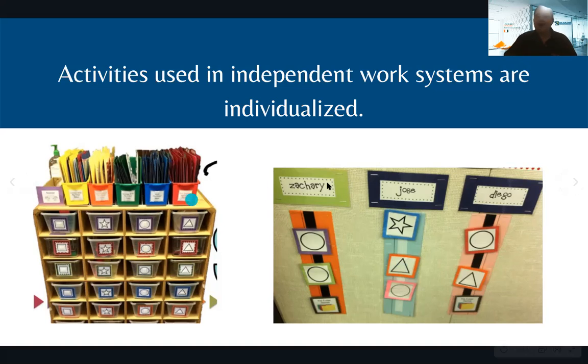So let's say Zachary is in a gen ed curriculum. When he goes and does this, he's working on some skills that are going to help him reach that, where Jose maybe is on a modified curriculum. So these are maintenance skills that they're working on that relate to their individual goals, or that relate to the curriculum that they're on.